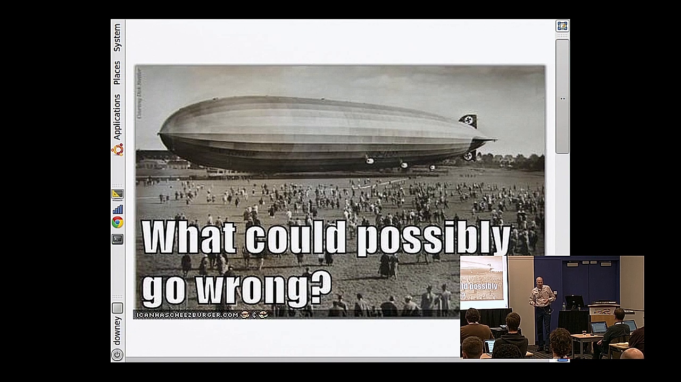What could go wrong? So again, talk with a partner for a couple of minutes. Come up with all the things that are wrong with this experimental design.